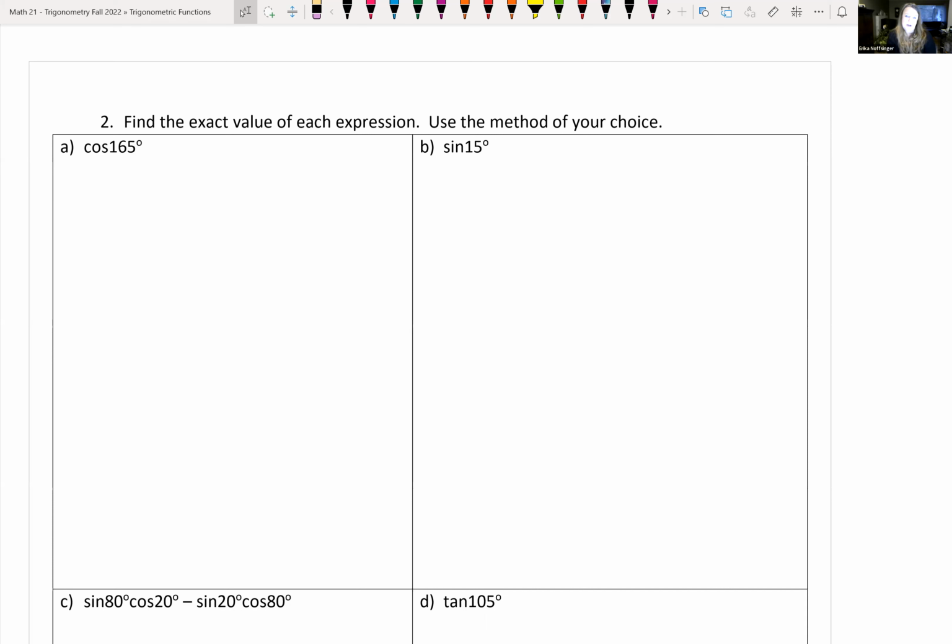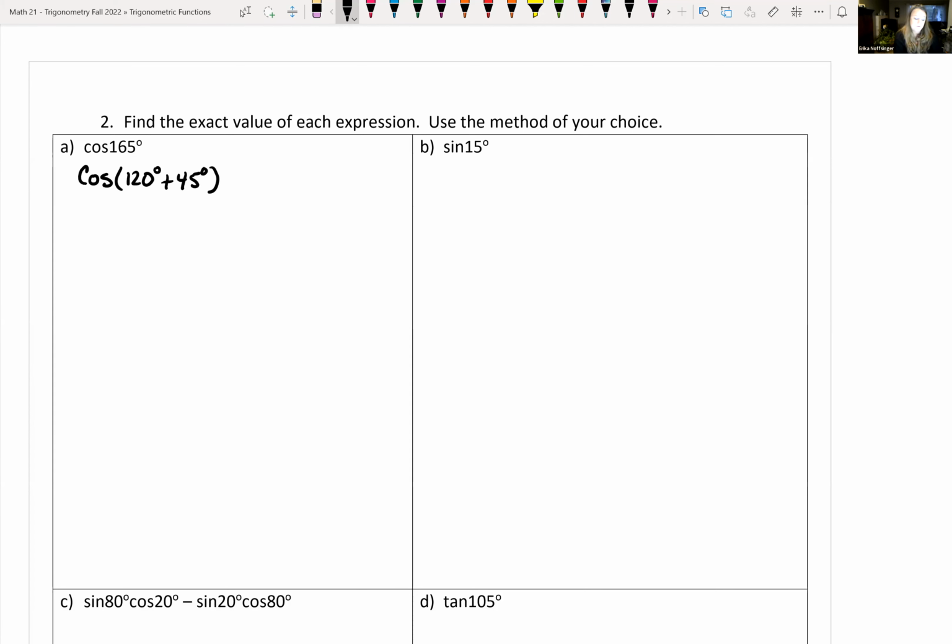So I can think about 2 angles that I can add or subtract to get 165 degrees, and angles that I know without a calculator. So looking at this, I know 120 degrees, and I know 45 degrees. So I can rewrite 165 degrees as cosine of 120 degrees plus 45 degrees.